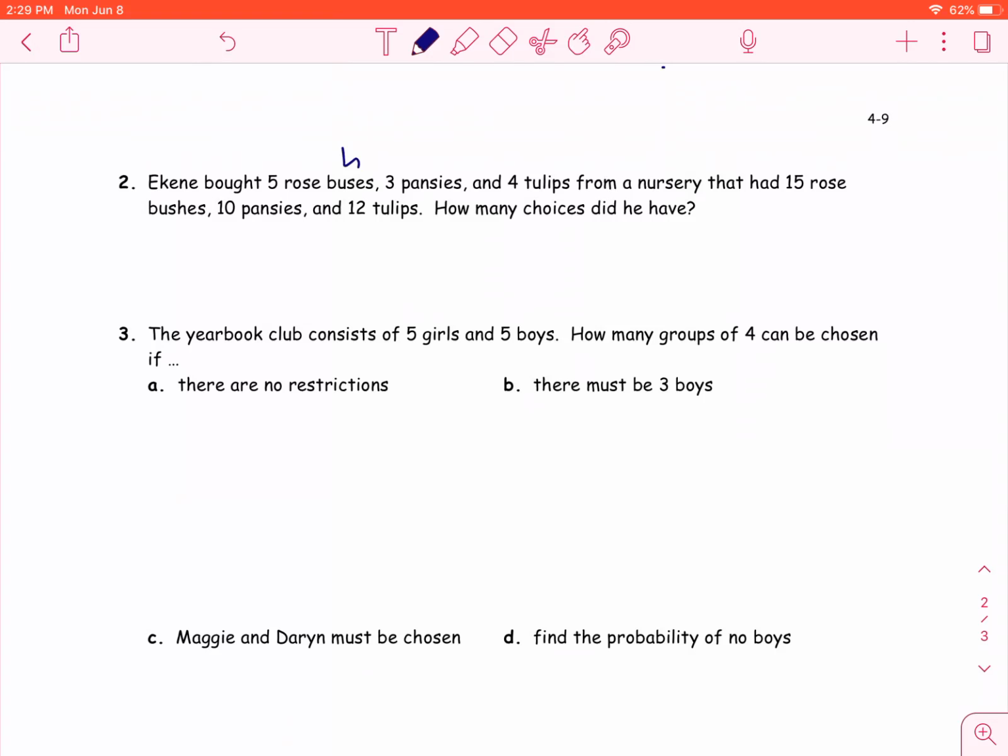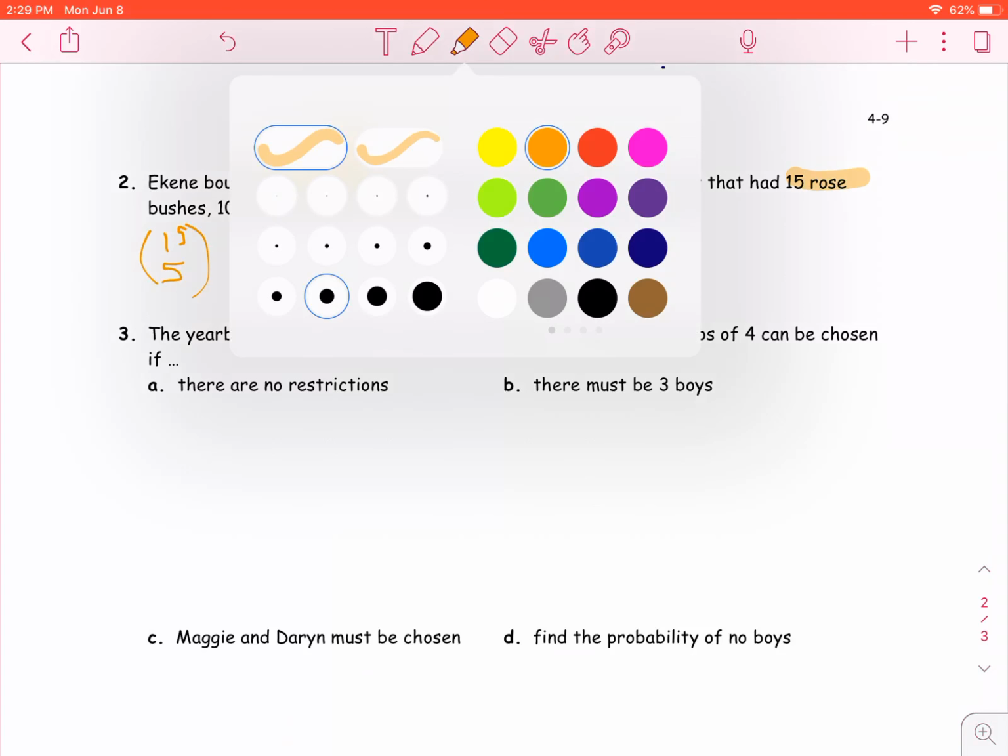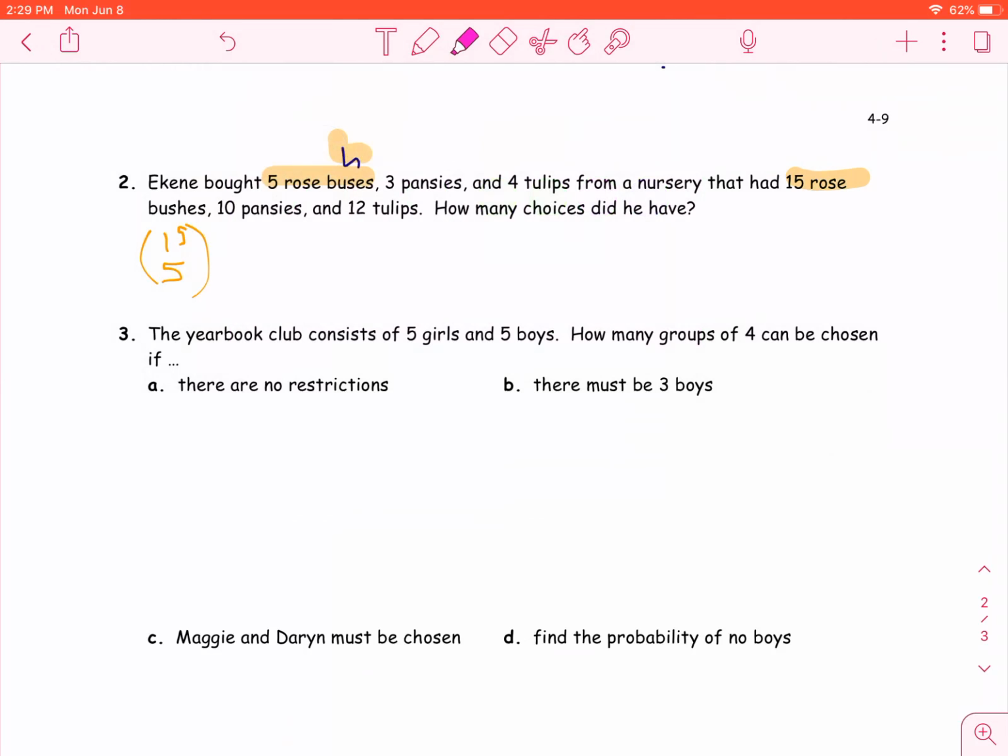Okay, so what I'm going to do first is a little color coding. We got our 5 rose bushes, and the nursery had 15 to choose from. So just thinking about what that would look like, what he did then was out of 15, he chose 5. Okay, we'll move on here.